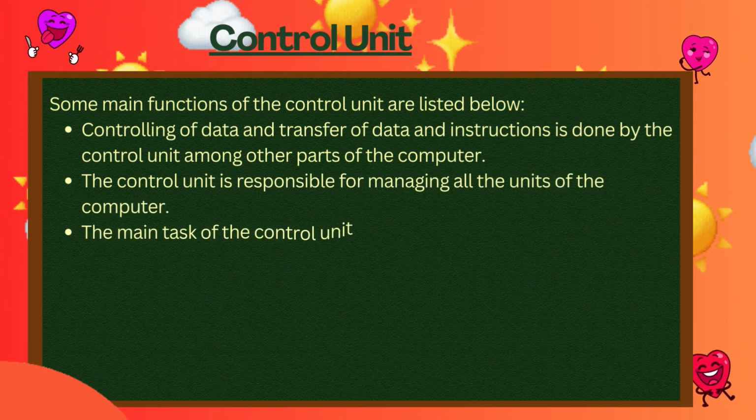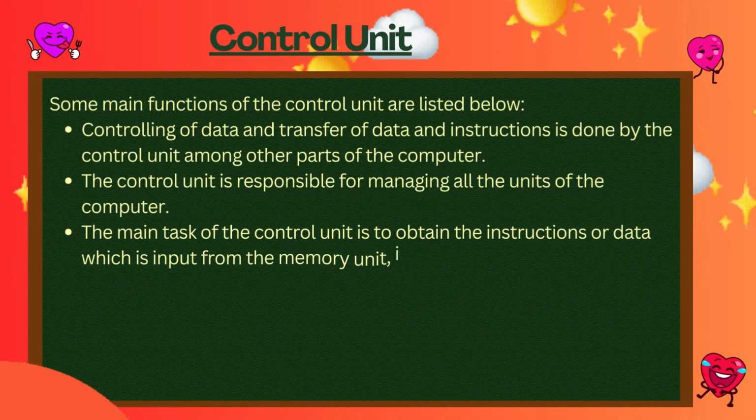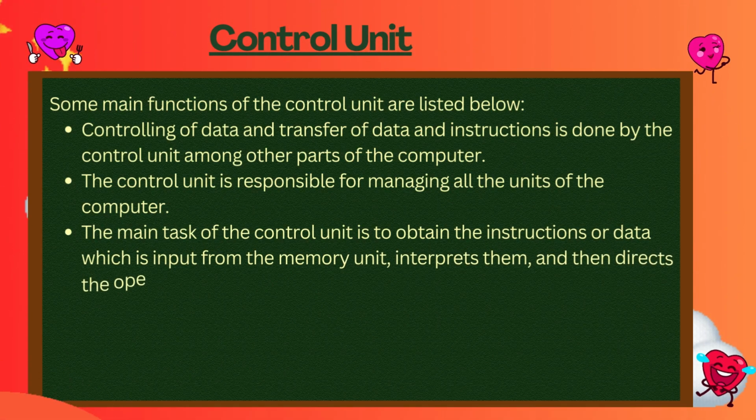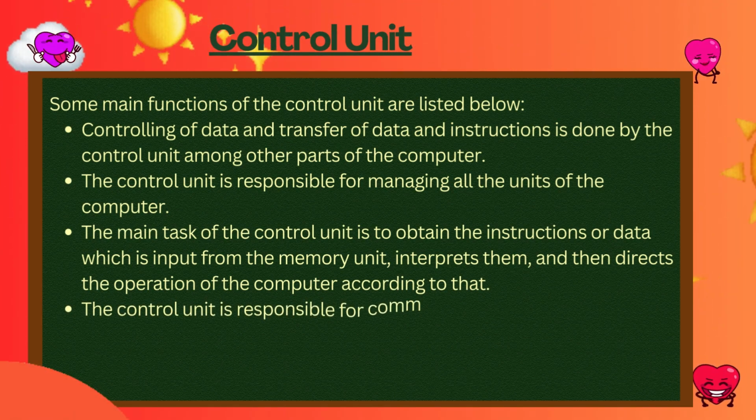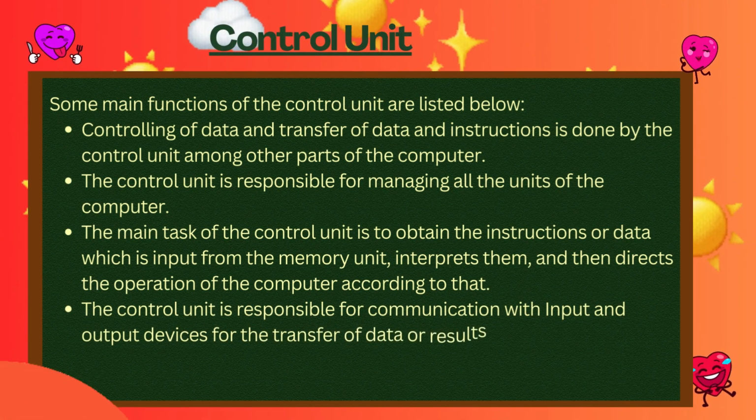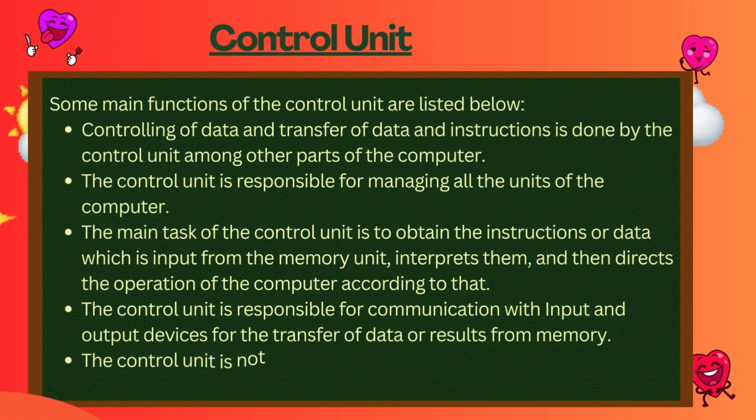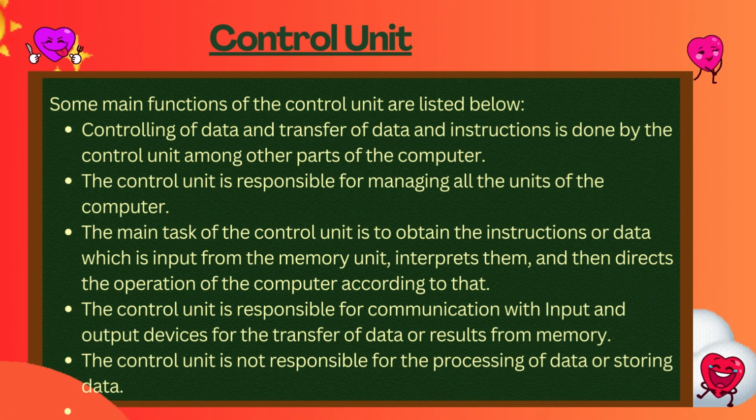The main task of the control unit is to obtain the instructions or data which is input from the memory unit, interpret them, and then direct the operation of the computer according to that. The control unit is responsible for communication with input and output devices for the transfer of data or results from memory. The control unit is not responsible for the processing of data or storing data.